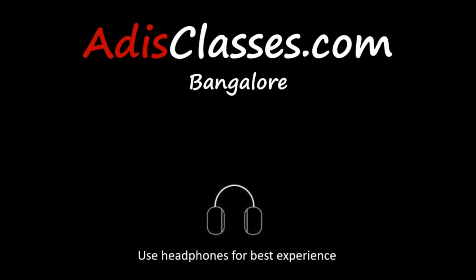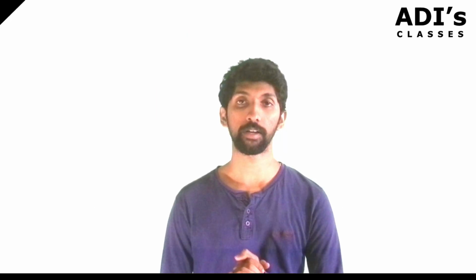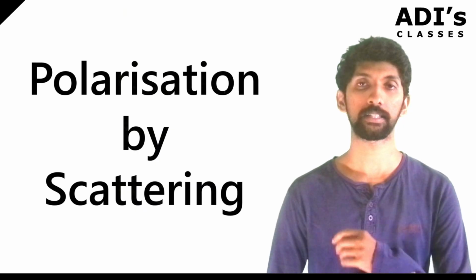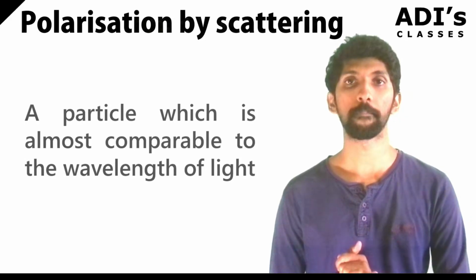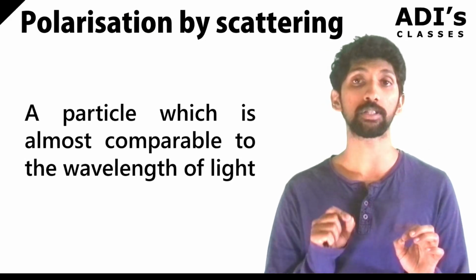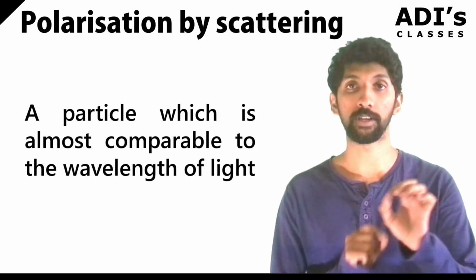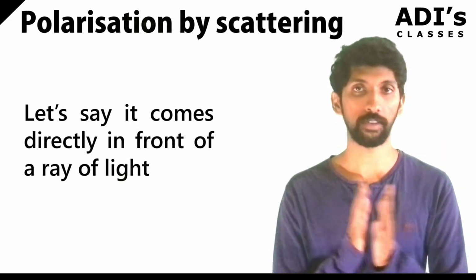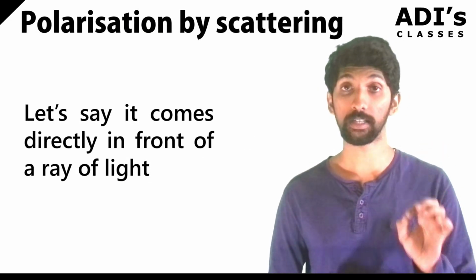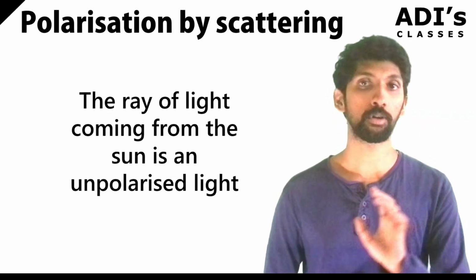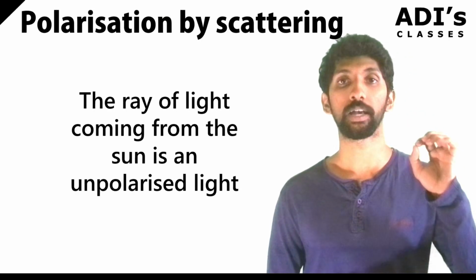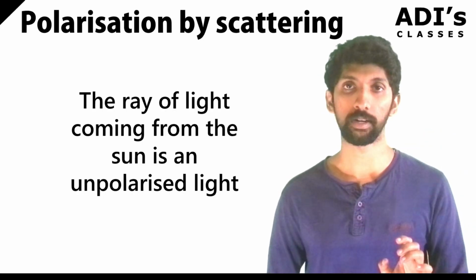Now there are different ways of polarizing the light. One of them is polarization by scattering. What happens here is, in the atmosphere, usually this happens naturally. A particle which is almost comparable to the wavelength of light comes directly in front of a ray of light. Remember, the ray of light coming from the sun is unpolarized light. So an unpolarized light comes and hits the particle.